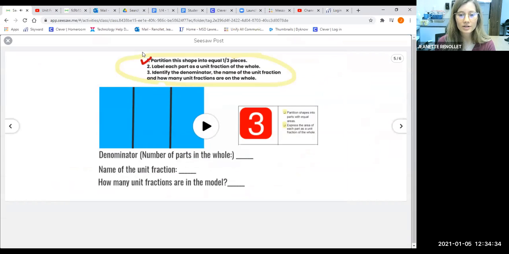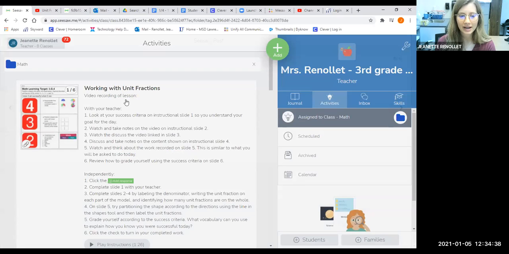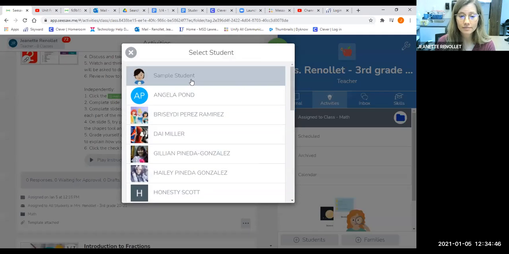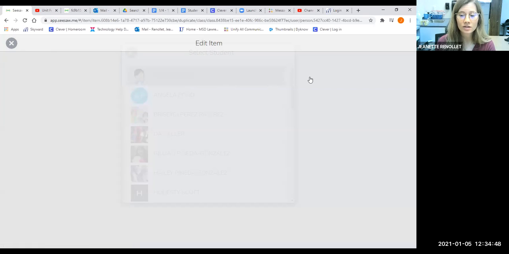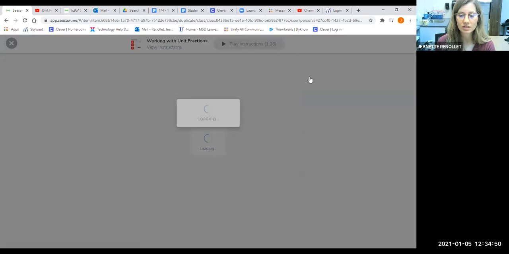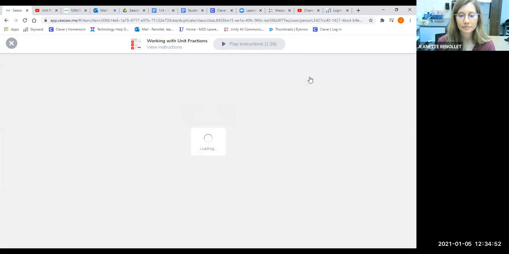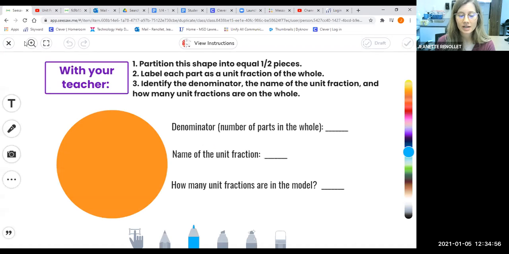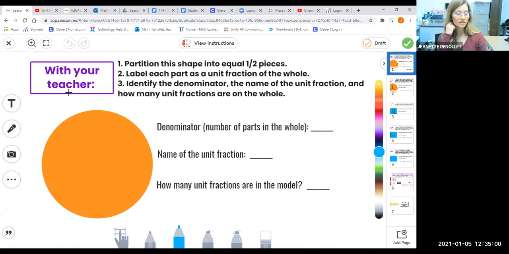All right, boys and girls, we're going to try this together. We're going to open up our task together and practice partitioning, labeling the unit fraction, and answering the questions just like Mrs. Sousa. We're going to begin on slide 1 together. It says, with your teacher. You should be looking at slide 1.